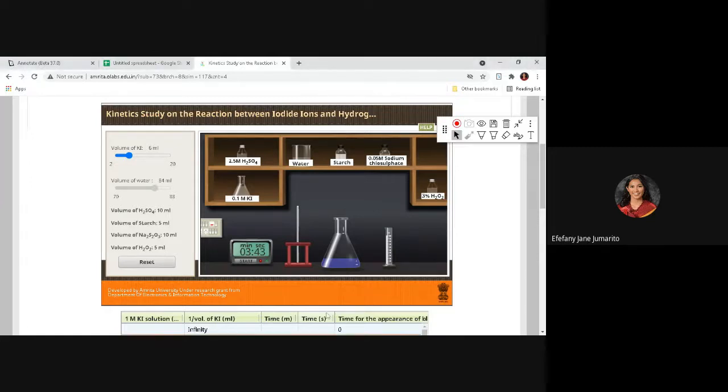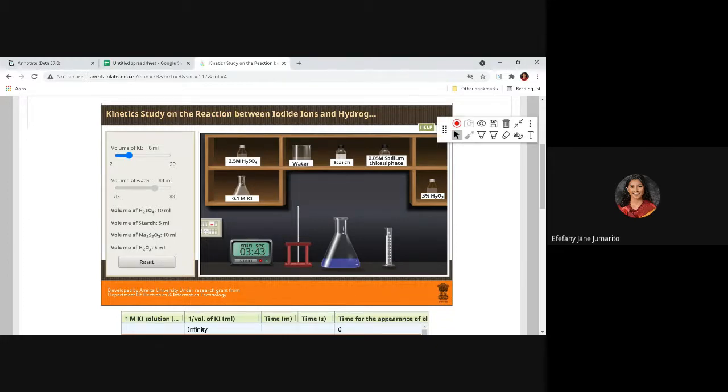So this is our flask A. Now, class, it has turned blue because of the reaction of iodine and starch. The reaction of our iodine and our starch forms a blue complex. So it's because of our iodine and starch reaction.